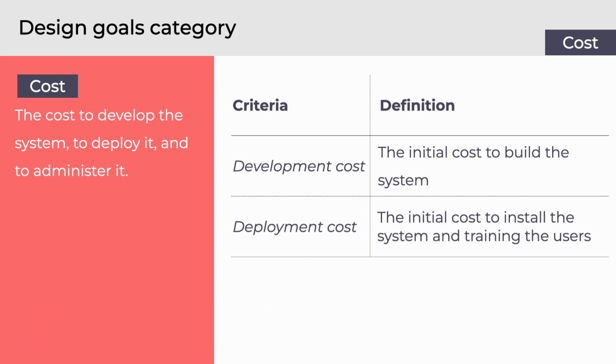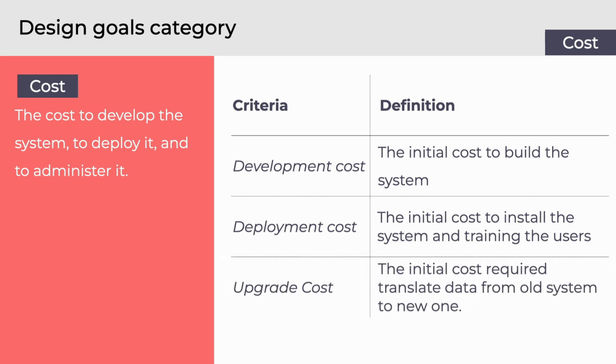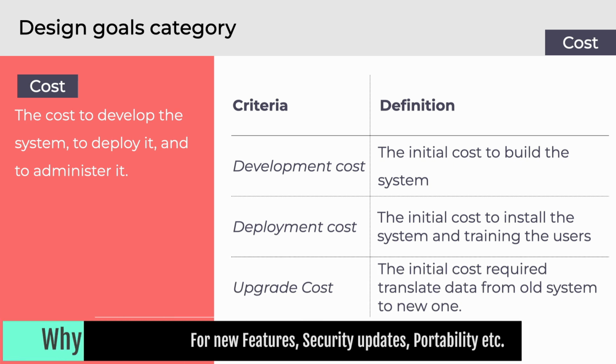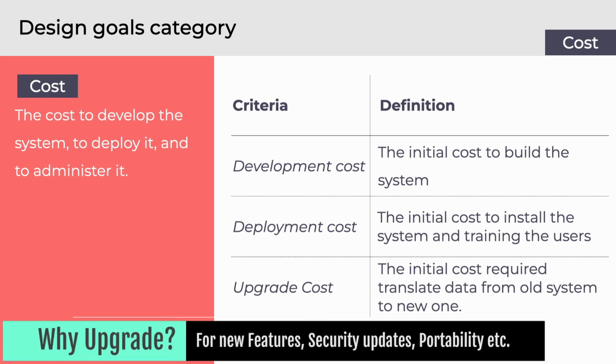Let's look at the next one, the upgrade cost. We generally perform the upgrade of our system to get new features and keep our system up to date for concerns like security, portability, and so on. The cost of upgrading the system can significantly vary depending on the scope of the upgrade and the resources required to complete it.